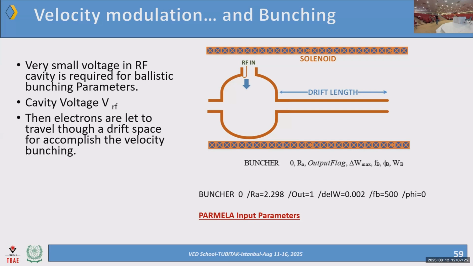May I ask a question? Sure, sure. Do you need a solenoid to focus the electrons? Yeah. Okay.